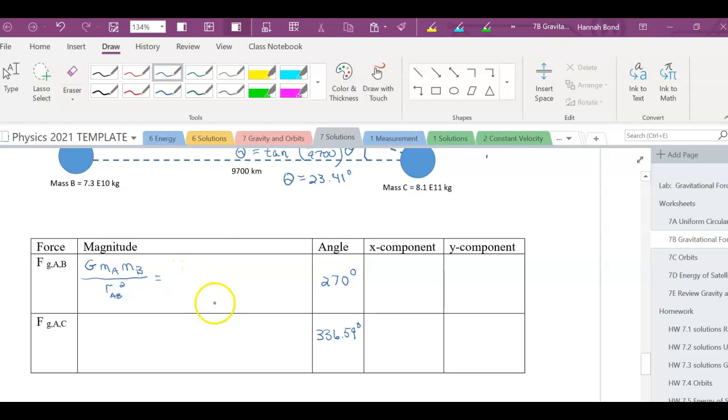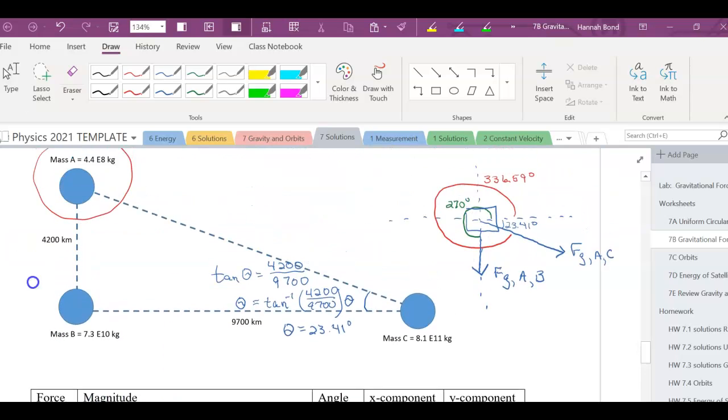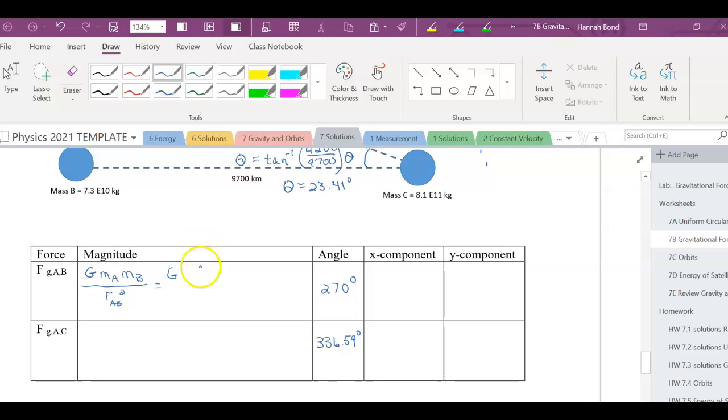That should be easy enough for this one, because they give me the mass of A. It is 4.4 e to the 8th kilograms. Mass B is 7.3 e to the 10th kilograms, and they gave me the distance. It's 4,200. That's kilometers, so I need to convert that to meters, and then I'm going to square that. So we will calculate that.